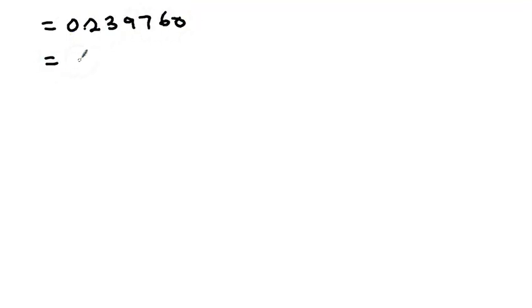Now we were asked to correct our answer to 2 decimal places. So after the decimal point, 1, 2. The next number is 9, so we add 1 to 3. So we have 0.24.